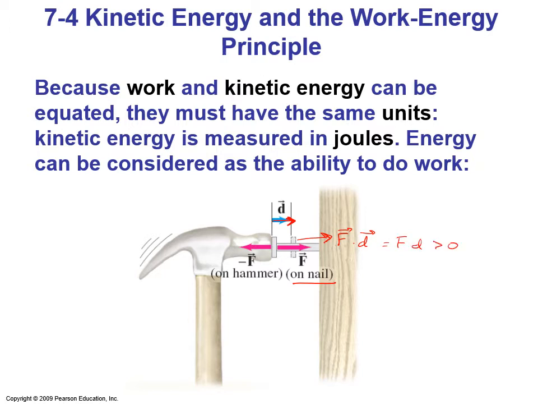and it's going to be a positive number. But the force that was acting on the hammer was going in the opposite direction. It goes this way. So F dot D for the hammer: since the force is going to the left for the hammer and the displacement is still going to the right, this is going to be a negative number for the hammer.